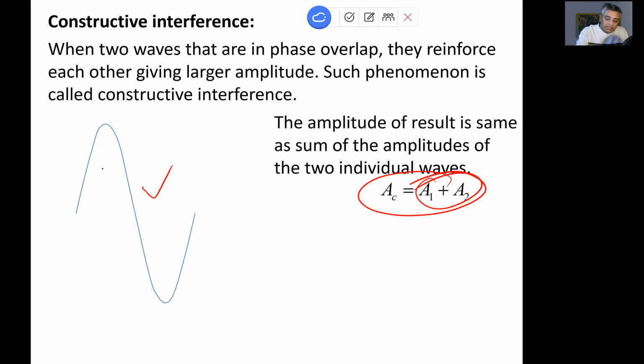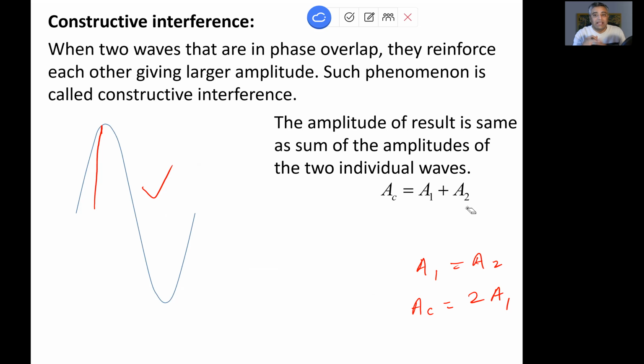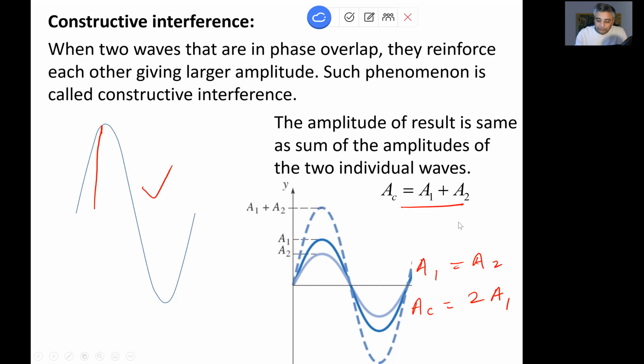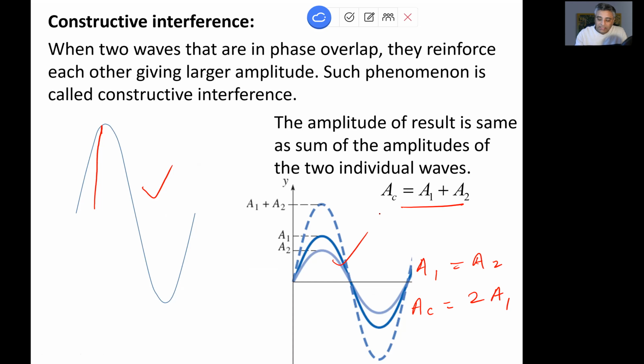So let's say if A1 is equal to A2, then AC becomes 2 times either A1 or A2, right? So that's the amplitude of this constructive interference, if they were the same. But even if they are not the same, then we can use this formula to find the resulting amplitude after the constructive interference, okay? So that's what we see here.